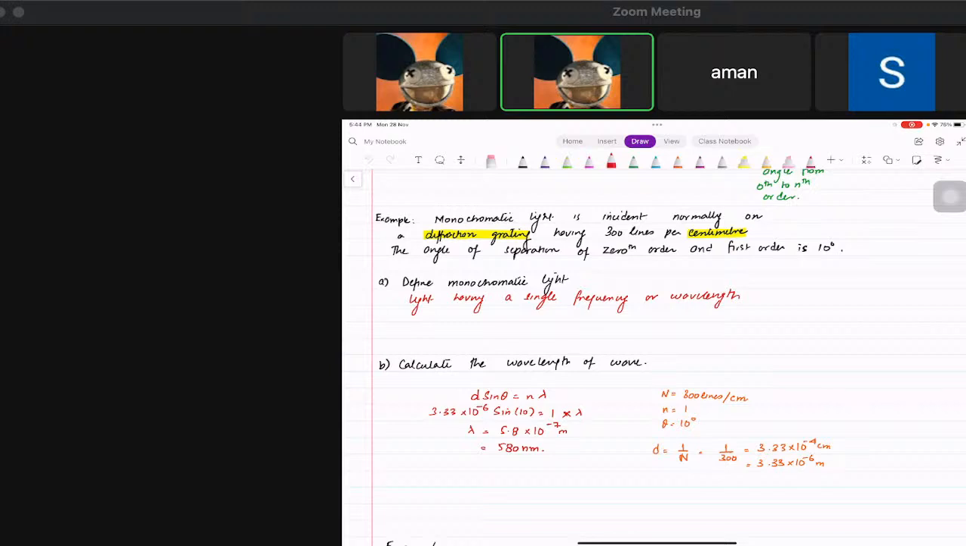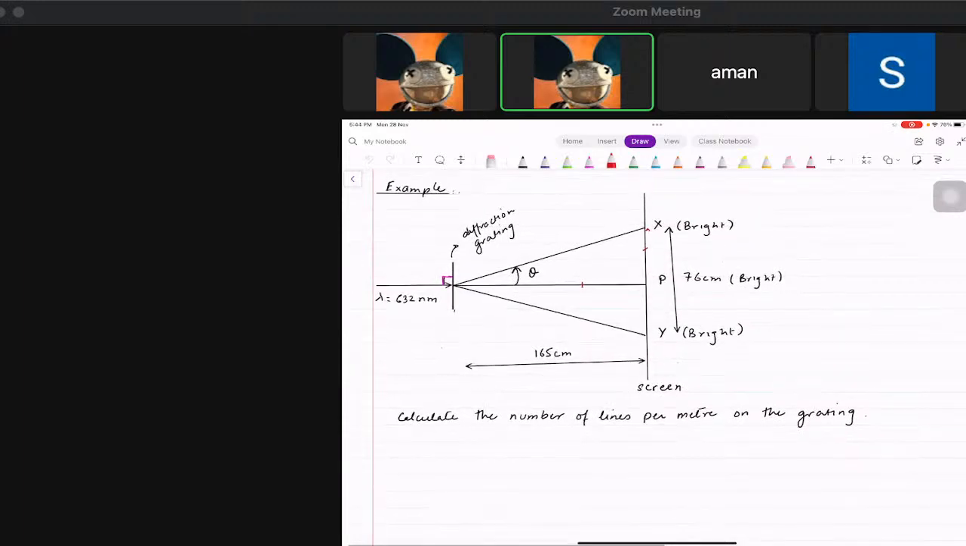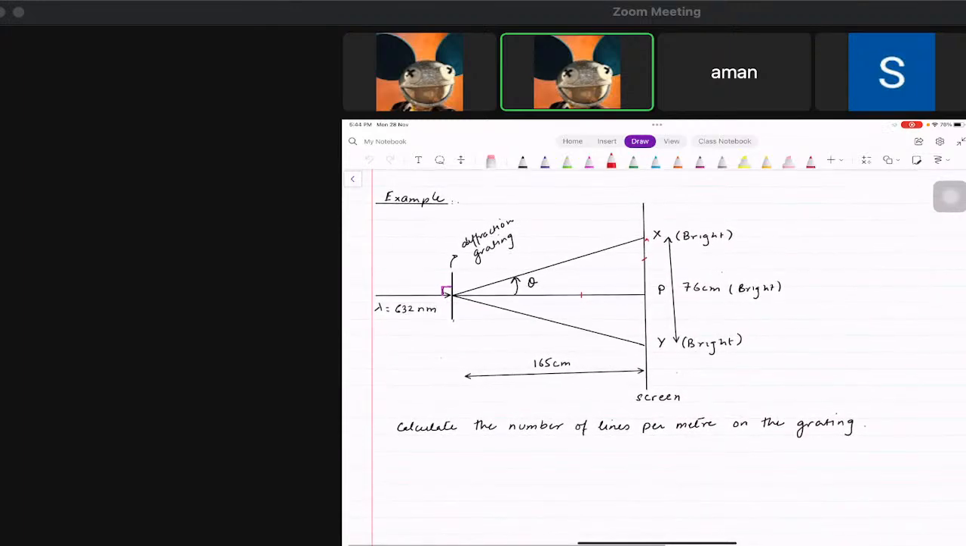Okay, now going to the next one. In this question, they have given a diagram on diffraction grating, and they say calculate the number of lines per meter on the diffraction grating, as you can see.